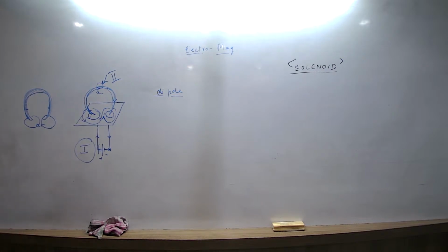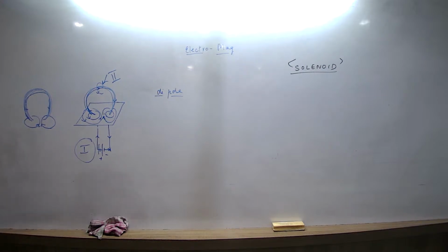Right? The moment I switch off the current, what will happen to the solenoid? It won't be a magnet. It is going to be demagnetized. It is no longer going to be a magnet. Okay? Can we increase the strength of this magnet? Yes. You have learned two ways.